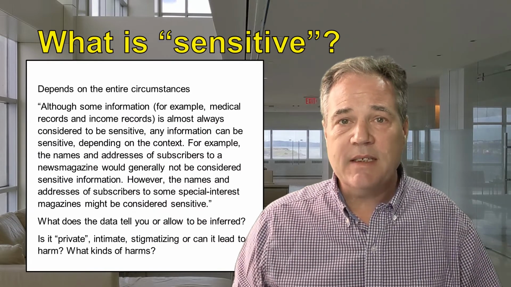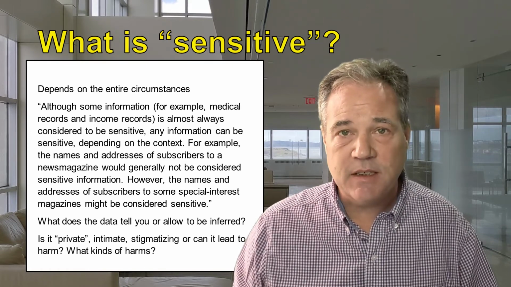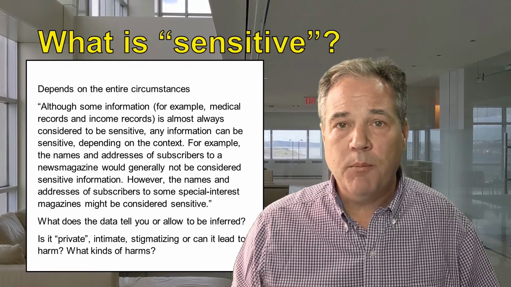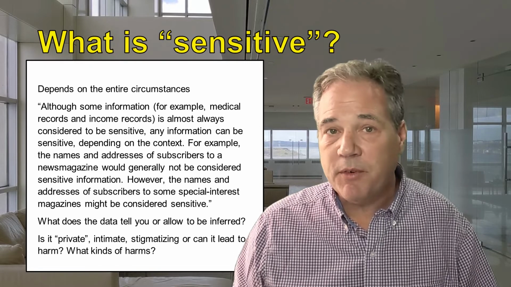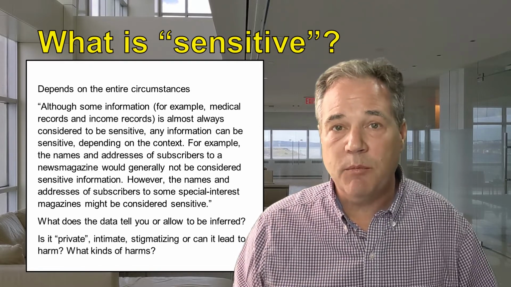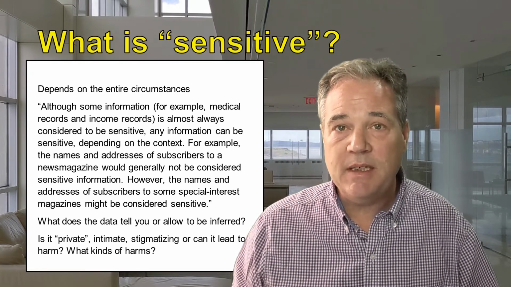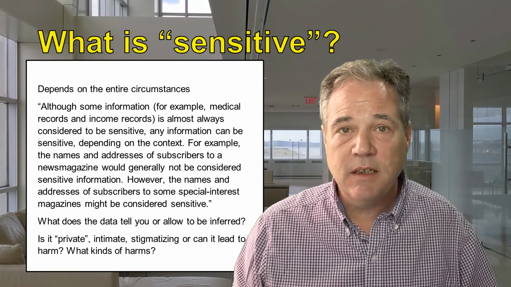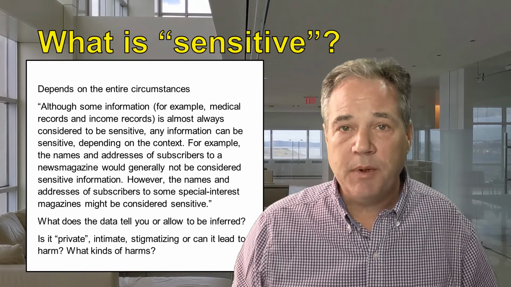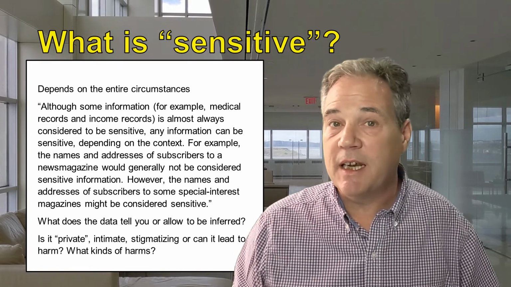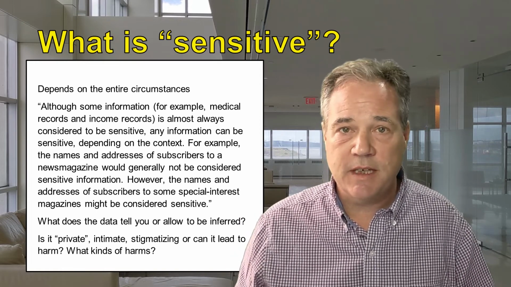So with all this, what is sensitive personal information? Well, that depends. It depends on the entire circumstances. Recall what Principle 4.3.4 said as general guidance. It says, although some information, for example, medical records and income records, is almost always considered to be sensitive, any information can be sensitive, depending upon the context. For example, the names and addresses of subscribers to a news magazine would generally not be considered sensitive information. However, the names and addresses of subscribers to some special interest magazines might be considered sensitive.